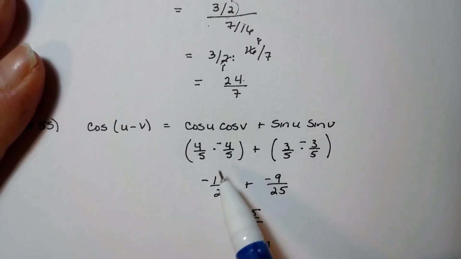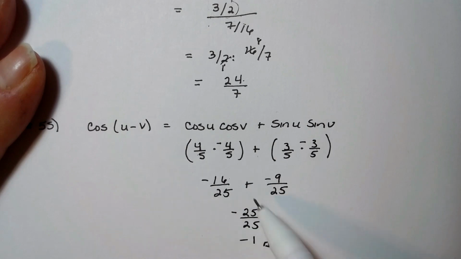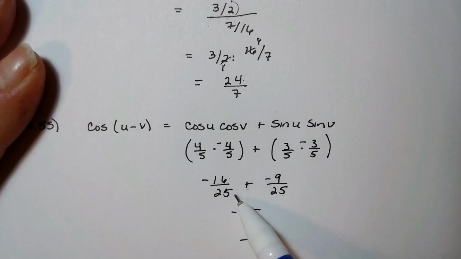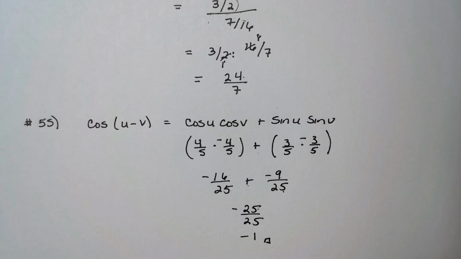If I multiply across, I get negative 16 over 25 plus negative 9 over 25. My denominators are the same, so that makes computation easy. A negative 16 plus a negative 9 is a negative 25, and a negative 25 divided by a positive 25 gives us a negative 1.